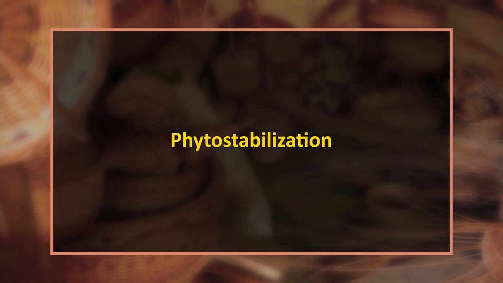Now, let us have a brief discussion about phytostabilization. Phytostabilization is a process where fixation of mobile or toxic contaminants occurs either by immobilization through absorption and accumulation by roots or precipitation in the soil in the root zone. Phytostabilization will occur by means of root exudates and microbes present in the root zone. Phytostabilization can lower the solubility of metals and reduce their mobility.